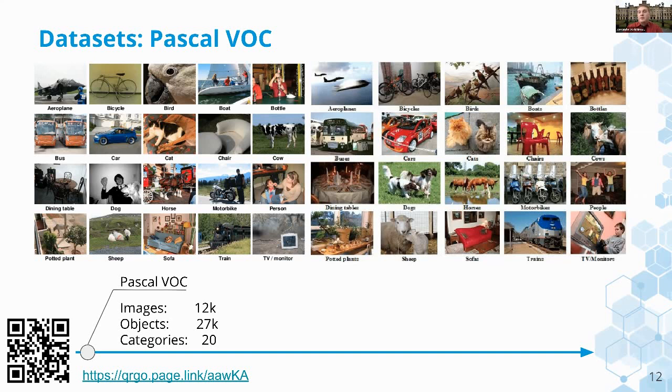So when the first deep learning object detection approaches were released, this dataset was quickly beaten. So the research community started looking for new, more challenging datasets.